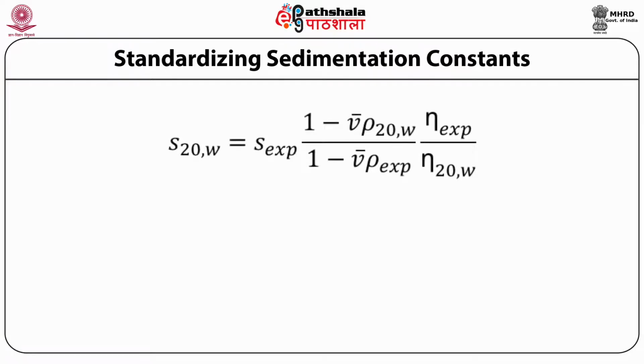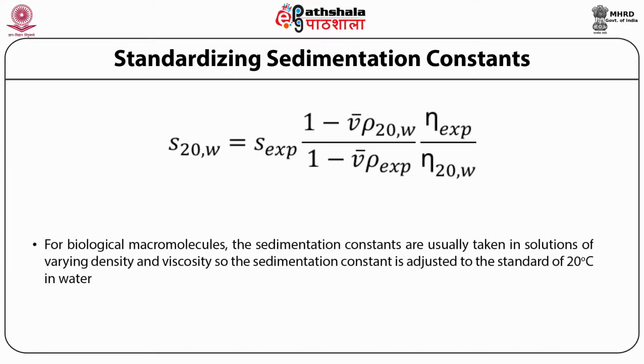It is given by the equation you can see here. For biological macromolecules, the sedimentation constants are usually taken in solutions of varying density and viscosity. So the sedimentation constant is adjusted to the standard of 20 degrees Celsius in water, and that's why the S20,w, the standardized sedimentation coefficient, is taken for consideration in the calculation of the biophysical properties of the molecules.